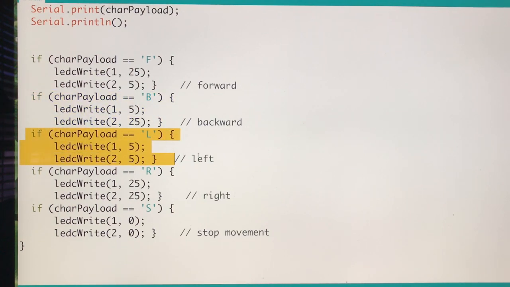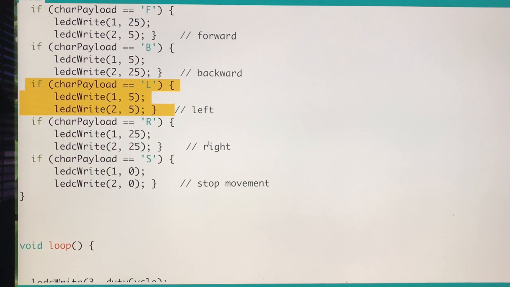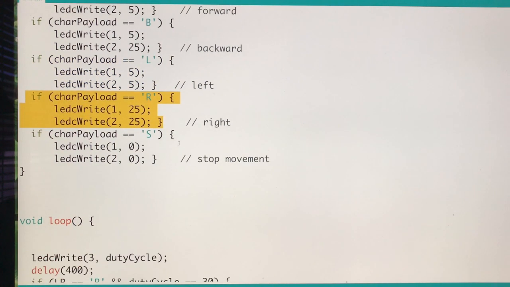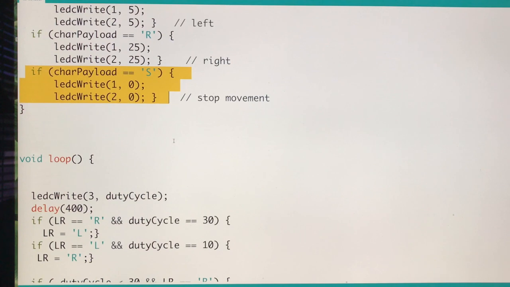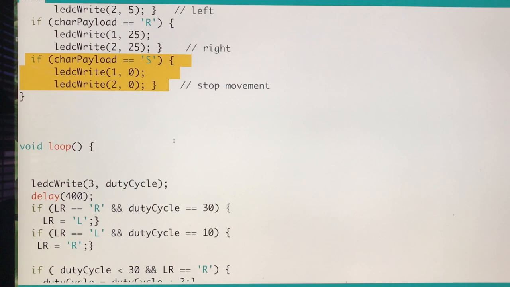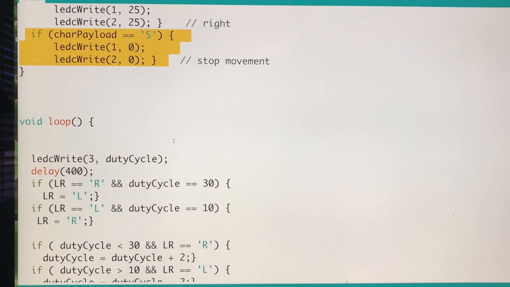For the L, both channels need to be coded with a 5, and both channels need to be coded for a 25 for an R. A 0 is coded for both channels to stop the servos. The way my channels work is dependent on the way I install the servos in the robot. You may get different results if you install your servos differently, but getting them to work correctly is just a matter of changing the values for the LEDC write commands.